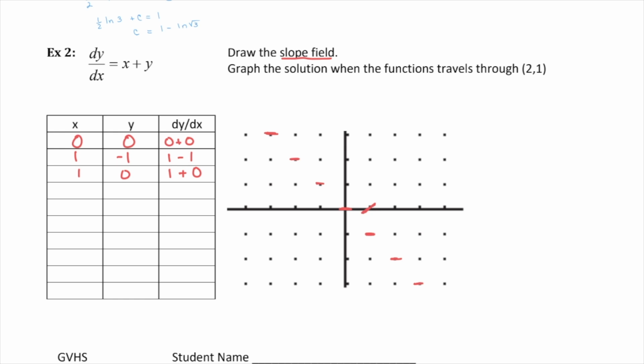Next, we want to think perhaps where else might we have a slope of 1? What about at 2, negative 1? So if we went right 2 and down 1, we have another slope of 1. And look at this. We're going to draw parallel lines along that diagonal again.